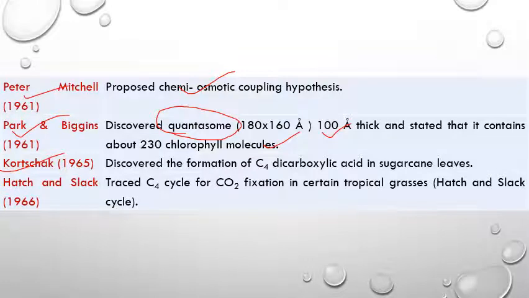And there was Kortschak. They discovered the formation of C4 dicarboxylic acid in sugarcane leaves. He found that the first product of photosynthesis in some plants like sugarcane was a 4-carbon compound.